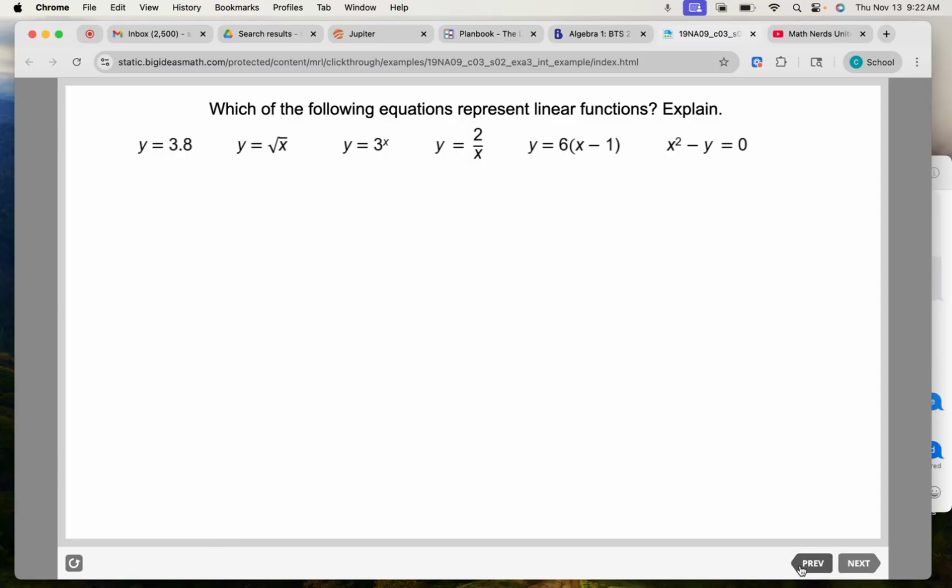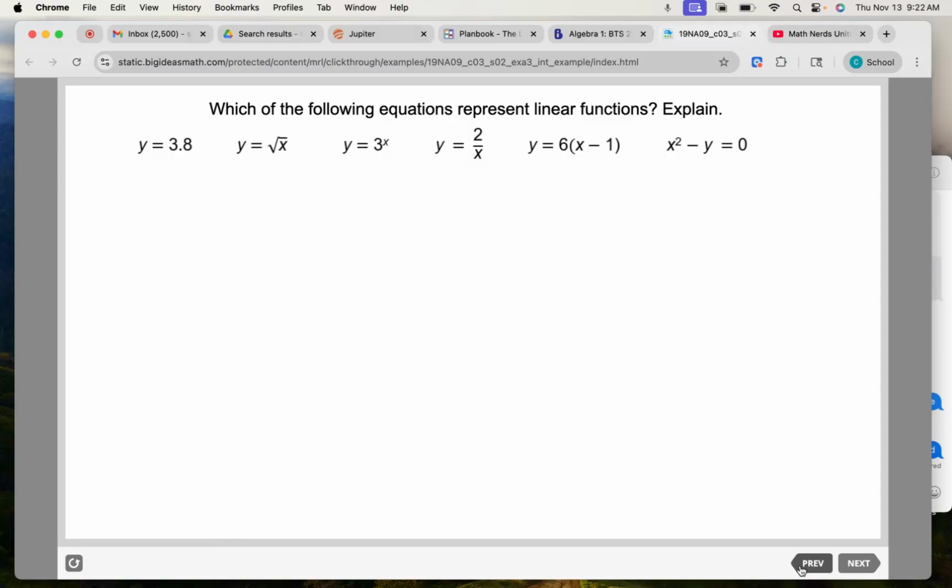Square root of x. What would x be? Whatever x is. Okay, remember, we're just trying to see if you can write them in what form? y equals mx plus b. There it is. So we're just trying to see if we can write that. So the second one, no.